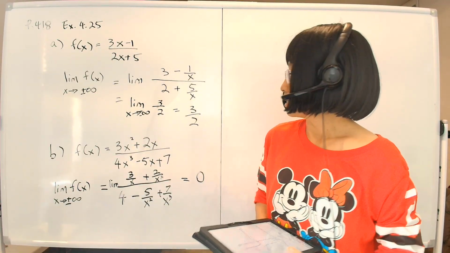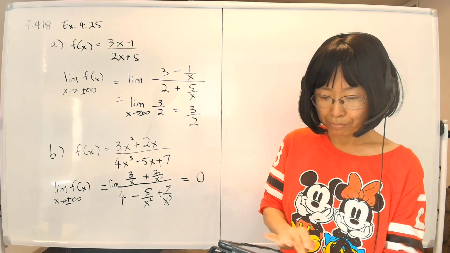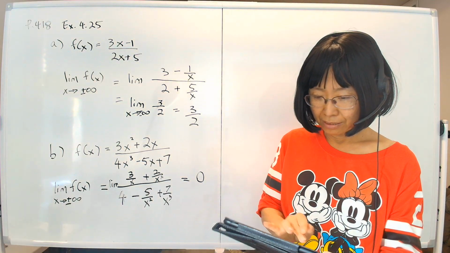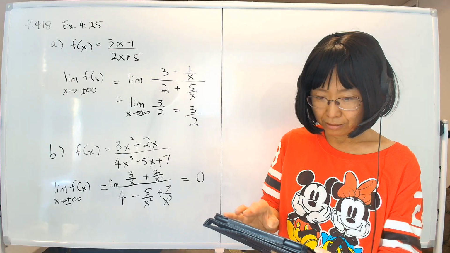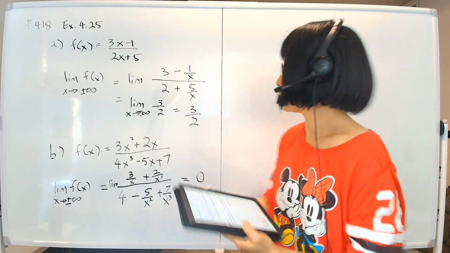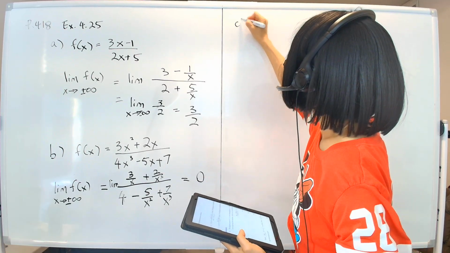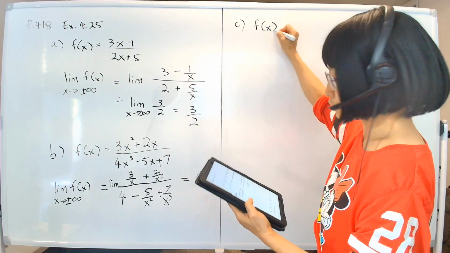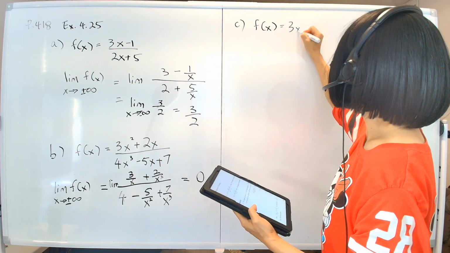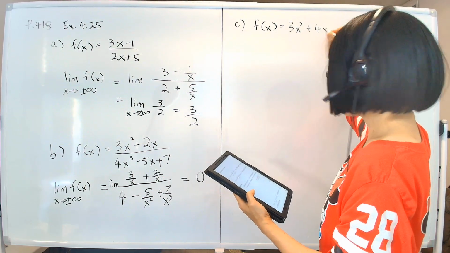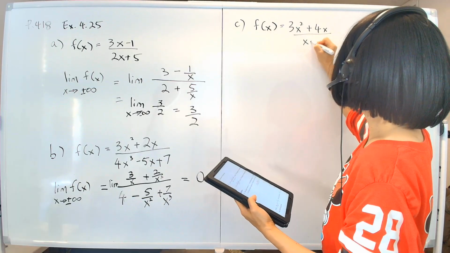All right. So next, let's look at problem number C. Okay. Now, problem number C, here it is. Go back to see what problem number C is. I'll write it down here. Problem number C says f of x equals 3x squared plus 4x over x plus 2.